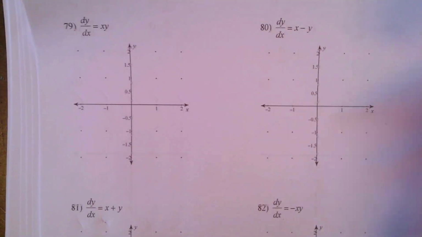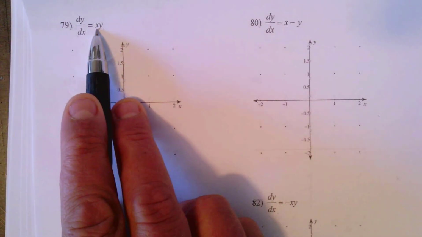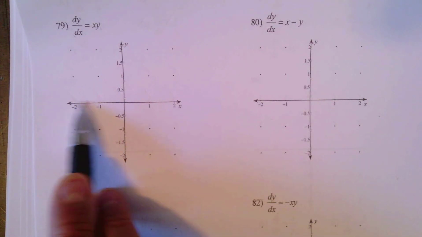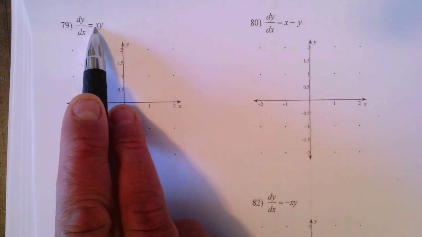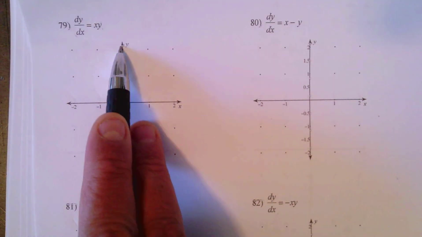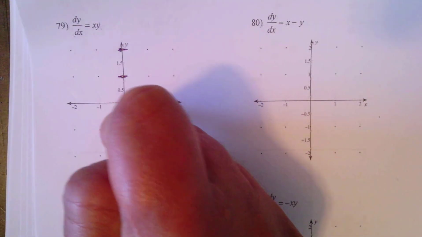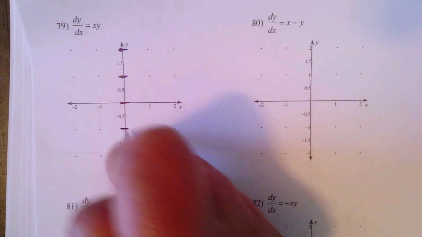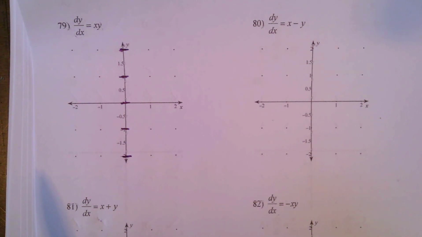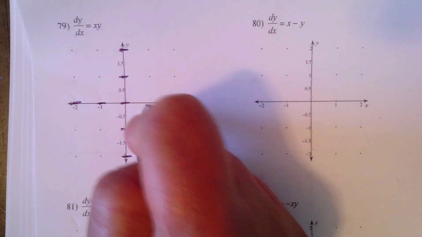All right, 79. Here we have the slope is equal to x times y. So this is probably one of the easier ones because now we're taking the product. That means that anytime x is 0, this whole thing is going to be 0. So when does that happen? X is 0 along this line. All the slopes here are going to have a slope of 0. And when y is 0, it's also going to have a slope of 0. So here, they're all going to be 0s.